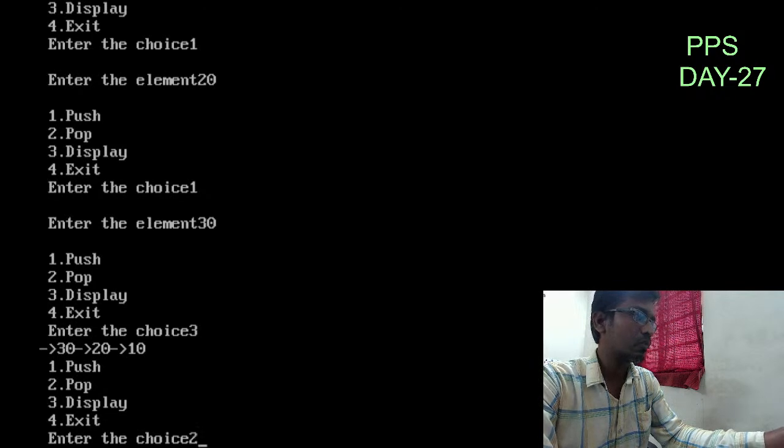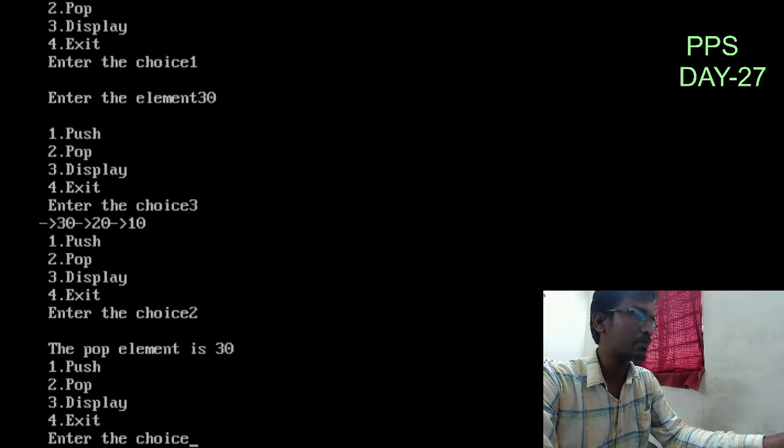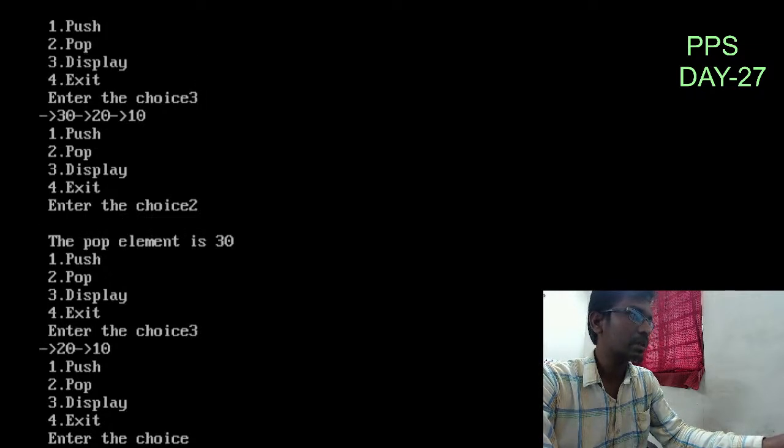So now we can pop by using option 2. So now what is the popped element? The popped element is 30. And what are the left out elements in this stack? We can display once again. So the left out elements in the stack will be 20 and 10.